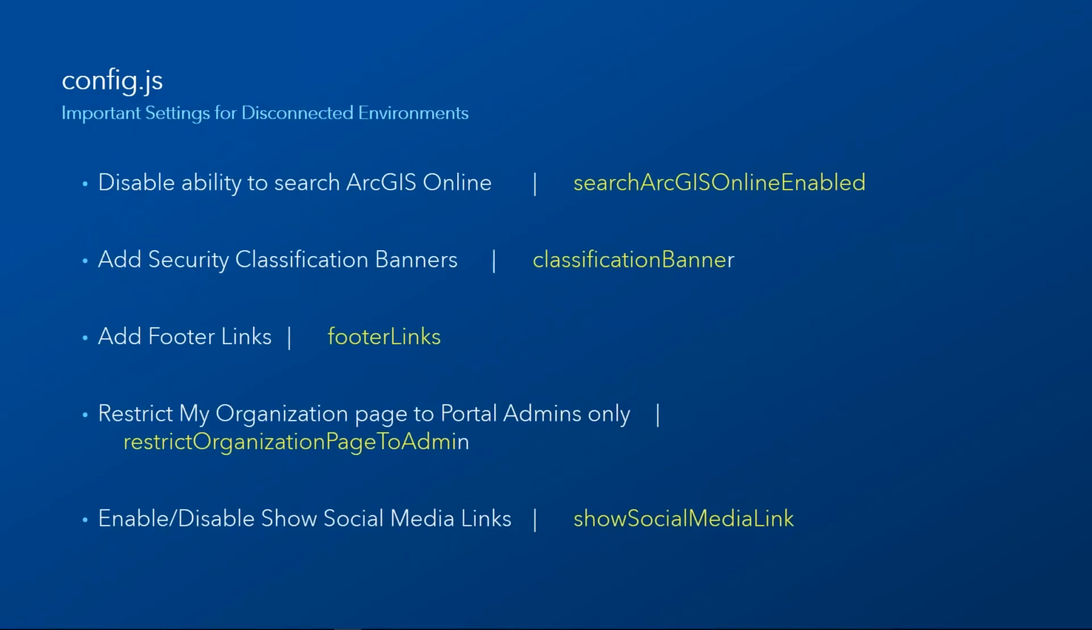Some of the more common and more popular items that users typically like to enable or disable: the ability to search ArcGIS Online, you can set that to enabled or disabled. That way, if you're in a truly disconnected environment, it's not even an option. You can add security classification banners, so if you need to add in those security classifications, you can do that. Same thing with footer links and a few of those other items. So if you want to disable the social media links, you can do that as well.